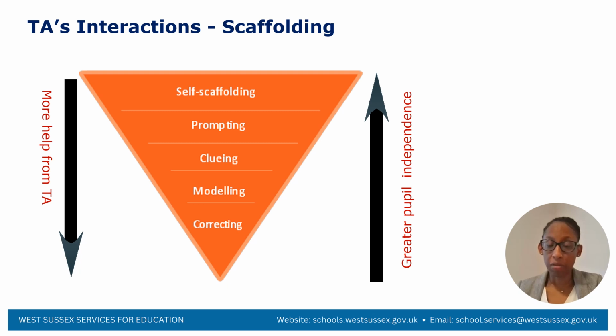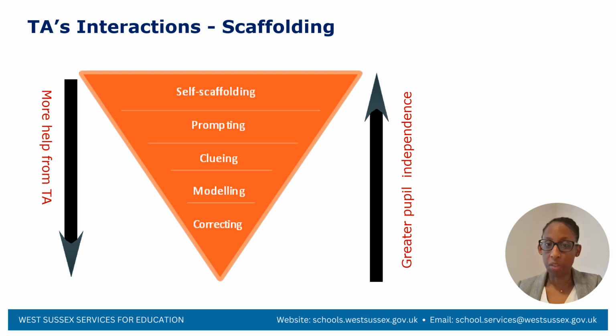This can be achieved in different ways: by correcting a pupil where necessary, by giving clues, by prompting, and then modeling how to complete a task. This support happens at different levels and it is dependent on the need of the child at the time. It is important to remember that pupils may initially need more support, then gradually less support.